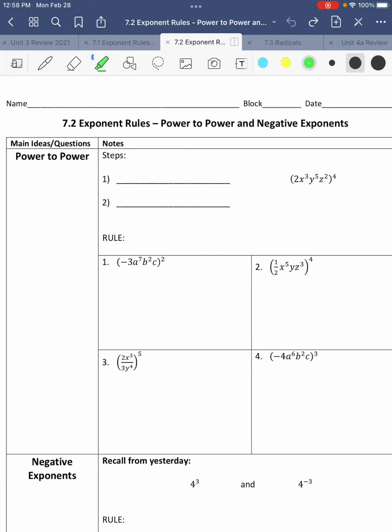All right, welcome to Unit 7. This is 7.2, which is exponent rules. And this is power to power, so that's an exponent to an exponent. And we're also going to deal with some negative exponents. So let's get started. My example problem is on the right here.